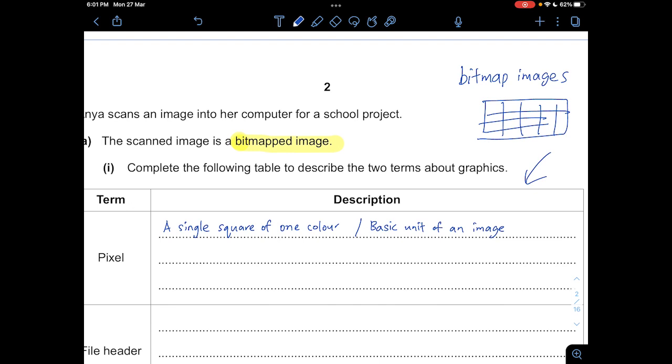That's for bitmap images. Whereas vector images are made up of instructions to draw the shapes. So when you increase the size, it will only change the instruction to make the shape larger. So it won't make the picture pixelated. It will just make the picture larger by changing the instruction of the shape to make it larger. Yeah. So that's the difference between bitmap and vector.